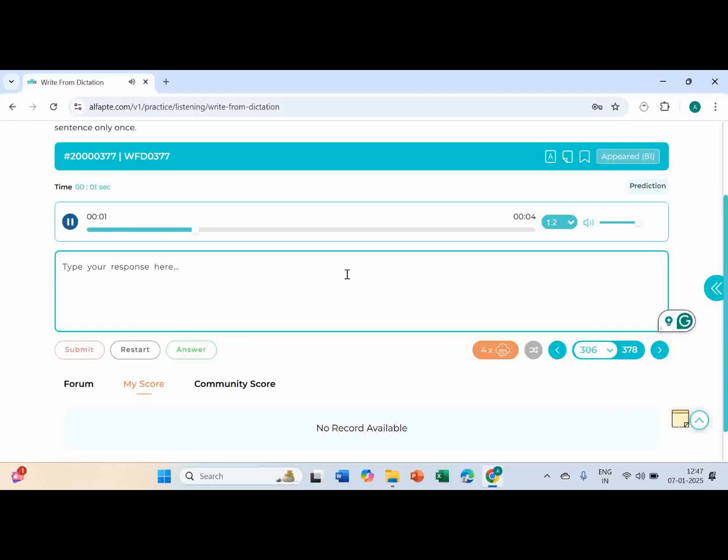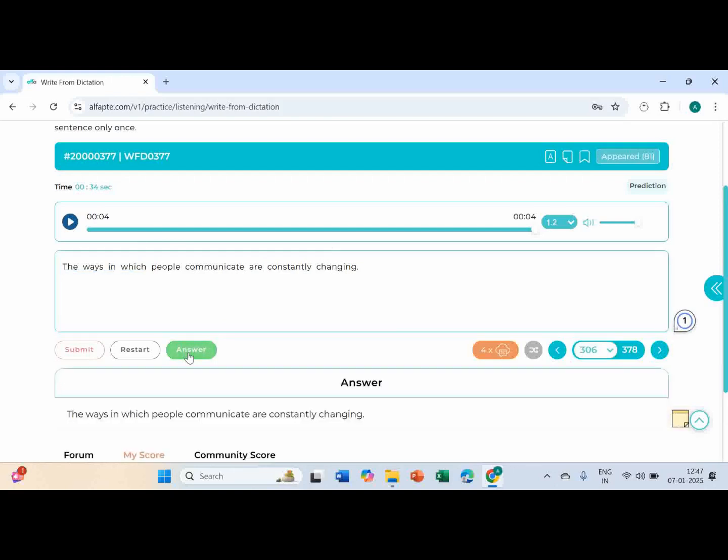The ways in which people communicate are constantly changing. So the sentence is, the ways in which people communicate are constantly changing. You can check your answers as well. So the ways in which people communicate are constantly changing. Let's check the answer.